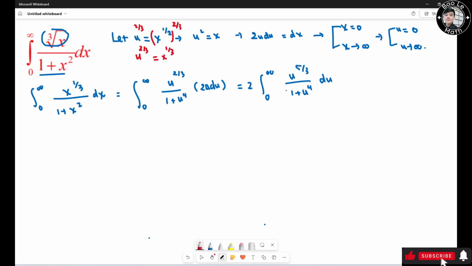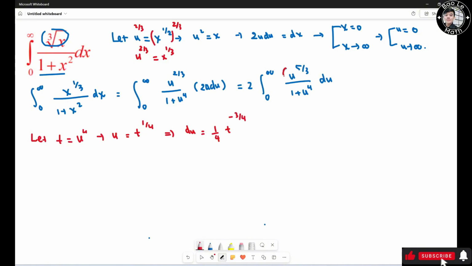Now I'm going to use the u substitution one more time. So I'm going to let t be u to the 4. Then u must be t^(1/4), right? And then I'm going to take the derivative of both sides. So I have du equals 1/4 t^(1/4 minus 1), which is t^(-3/4), right?